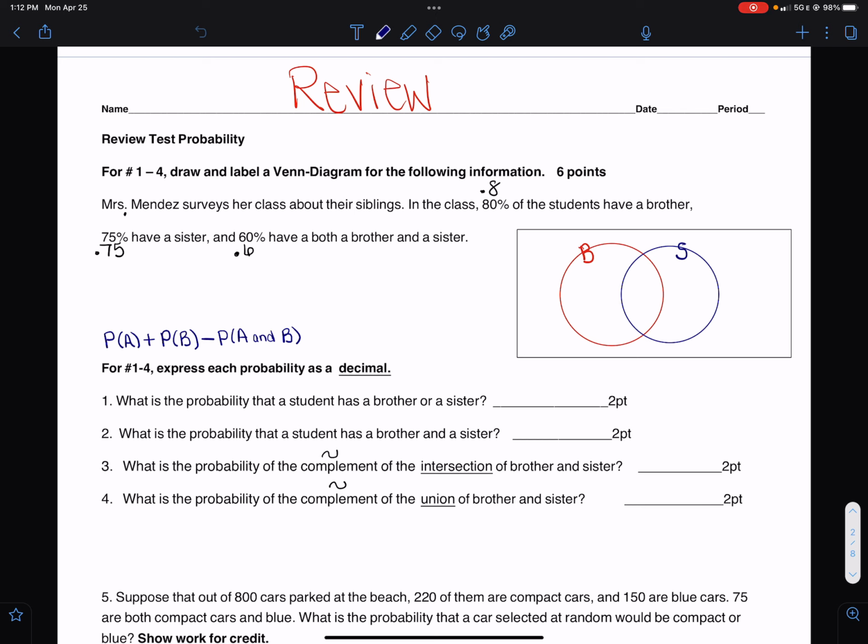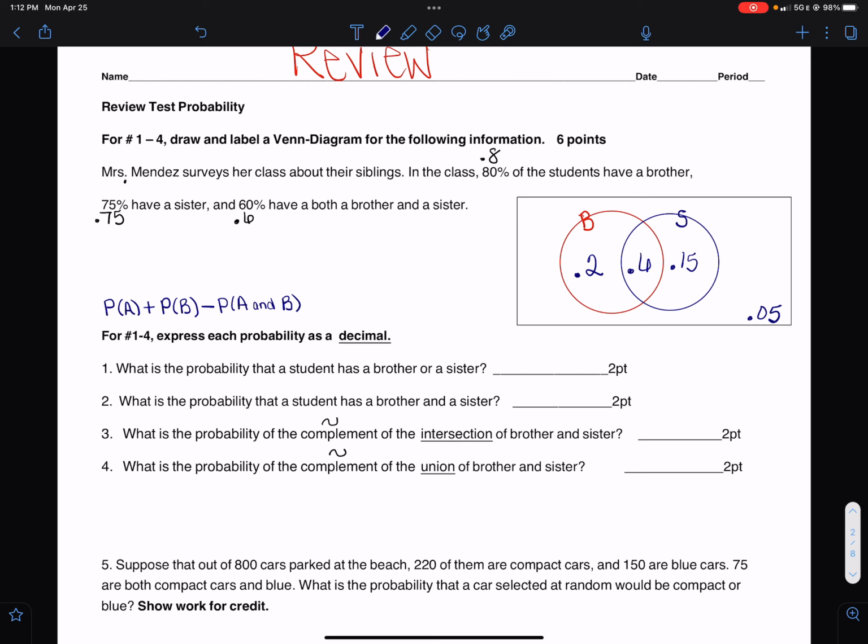And here I am going to put 2/10. Then for a sister, ones that already have a brother as well are accounted for, what I've got left over is 15%. Now that gives me a total of 95%, which means that I'm left with 5% who don't have a brother or a sister, so they're an only child. Now looking at numbers 1 through 4, these are either going to be and or statements that we need to look at. So the formula that we're using is right here.